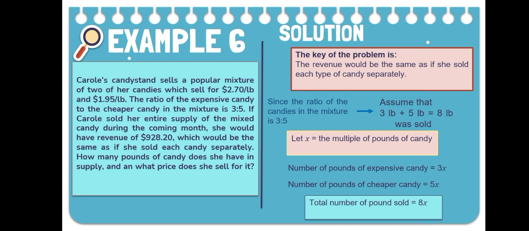The key of the problem is that the revenue would be the same as if she sold each type of candy separately. Since the ratio of the candies in the mixture is 3 to 5, assume that 3 pounds plus 5 pounds, which is 8 pounds, was sold. So let x be the multiplier of pounds of candy. The number of pounds of expensive candy is 3x and the number of pounds of cheaper candy is 5x, so the total pounds sold is 8x.